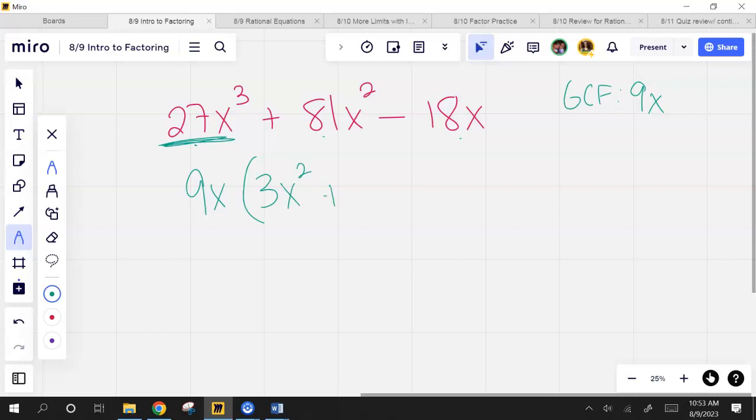How about the middle term? 9x, right? 81 divided by 9 is 9. I took an x away, it had 2, so it leaves me with 1. And then that last one, just the 2. That's exactly right. Yes, no, maybe so. Y'all okay?